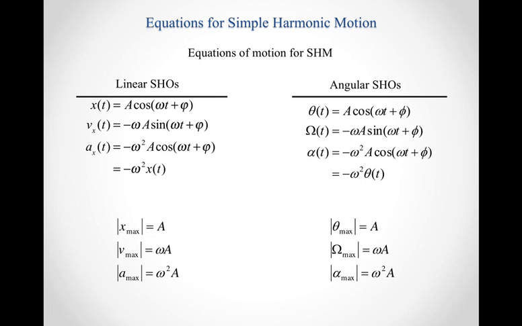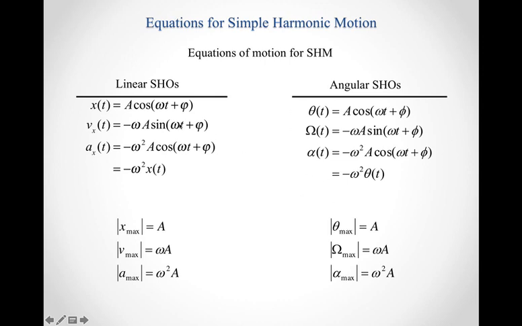So for the two different types of simple harmonic oscillators that we're going to focus on in this class, there's a set of equations that describe their motion. If we have linear simple harmonic oscillators that bounce back and forth along some line, the equations of motion for a linear simple harmonic oscillator are given on the left. If instead we have an angular simple harmonic oscillator that's going to swing back and forth through some angle about equilibrium, those equations of motion are given here on the right.